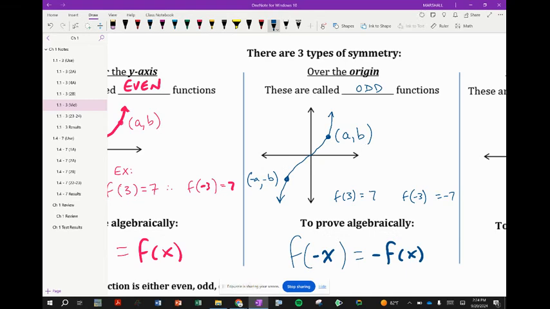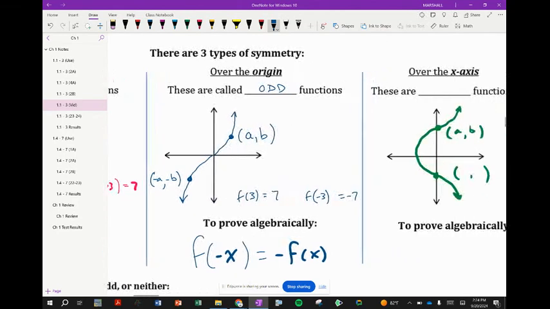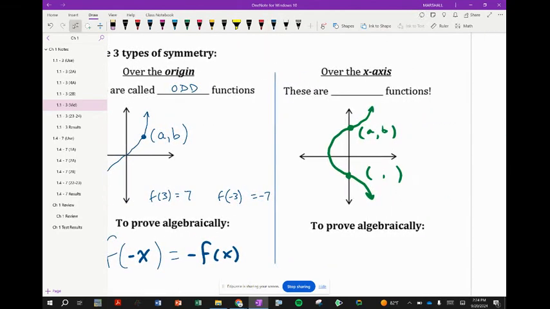The third type of symmetry that we have is symmetry over the x-axis, but the problem with that is that's not a function. That would fail the vertical line test. These are not functions, but they still have symmetry. We know that if the point A, B was on the graph, then the point A, negative B would be on the graph as well. To prove this algebraically, you can't, because it's not a function.